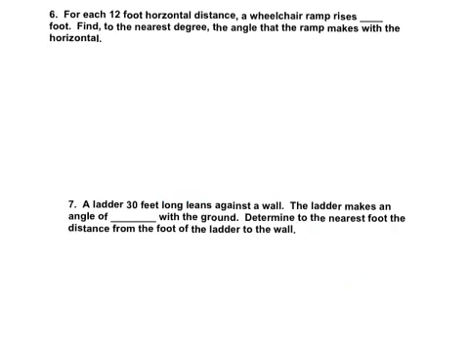Okay, for problem number 6, for each 12-foot horizontal distance, a wheelchair ramp rises 1 foot. So this is different. I'm going to help you set this one up. For each 12 feet of horizontal distance, so if I'm moving along 12 feet horizontally, I then move up 1 foot. That's how you draw that. It's a little skinny triangle. And I want to find the angle between the ramp and the horizontal. So I'm trying to find this little bitty angle there. So that's where we're going to put x, right in there.